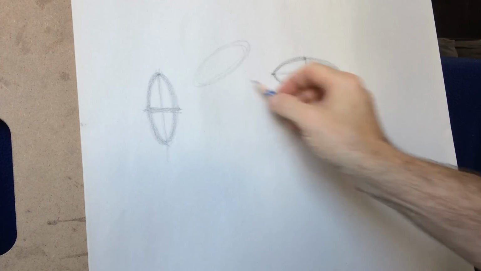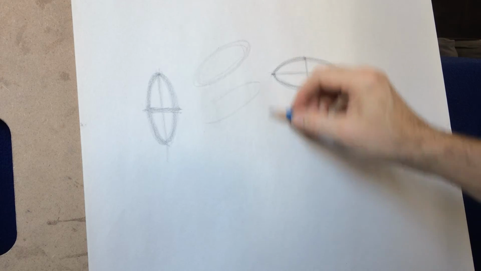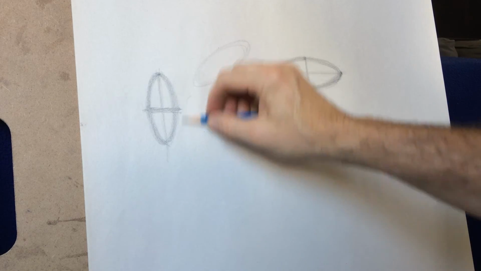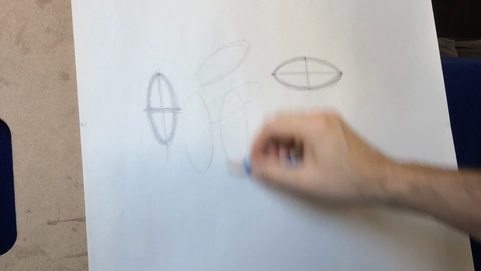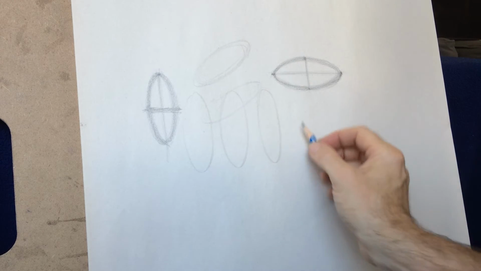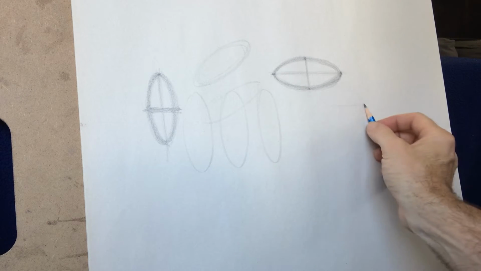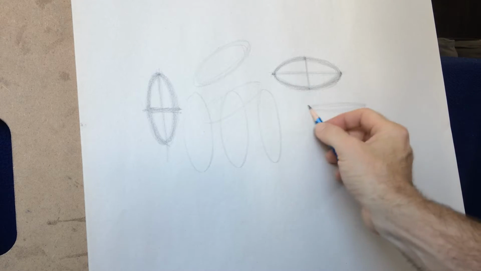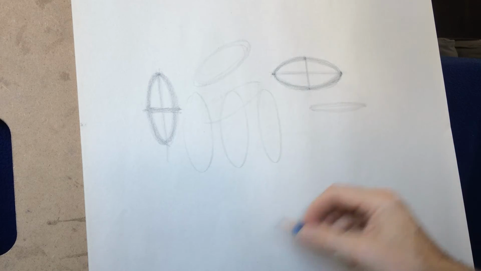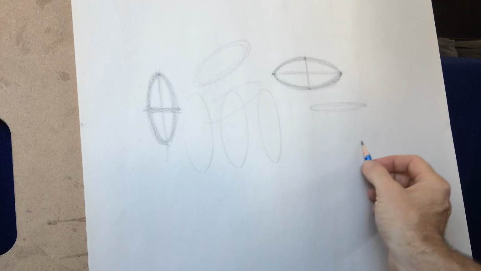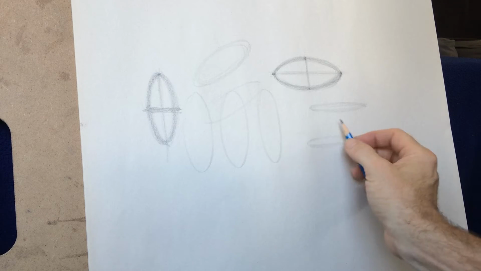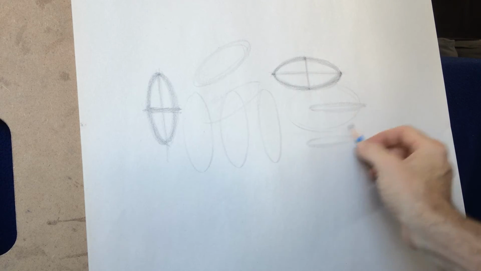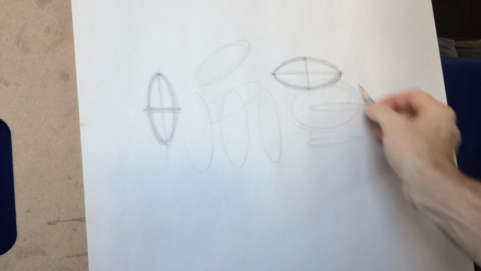Once you start getting comfortable with that, it is just good practice to make ellipses of all sorts of heights and widths and angles as well. You can have a really skinny ellipse, and you can have an ellipse that's almost circular.